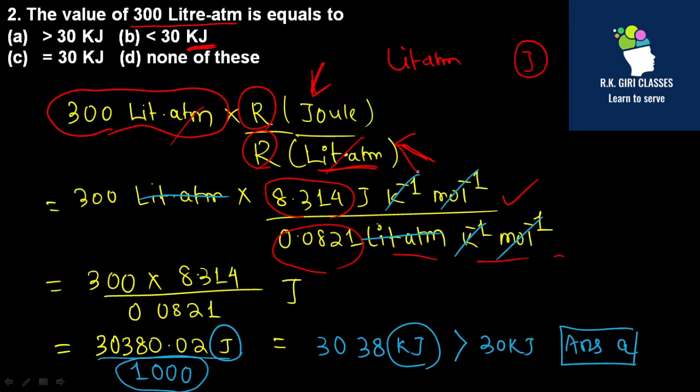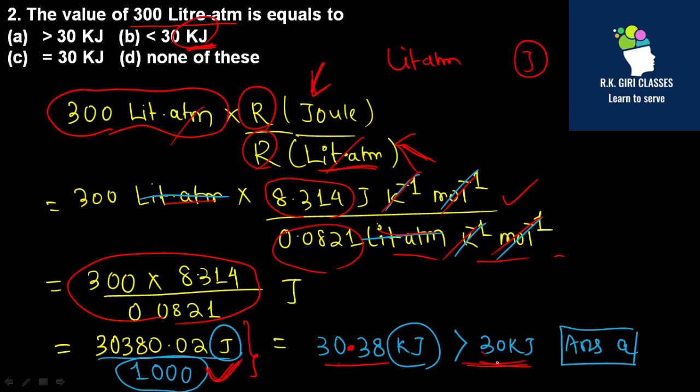Now find out this value, Kelvin inverse mole inverse, liter atm. Finally the numerical digit will be like this, and while you are using this calculation you will find 30.38 kilojoule, because this is 30,380.02 joule and this is joule, but you have to find out in kilojoule. That means you divide by 1000, your answer will be greater than 30 kilojoule. That means answer will be your A.